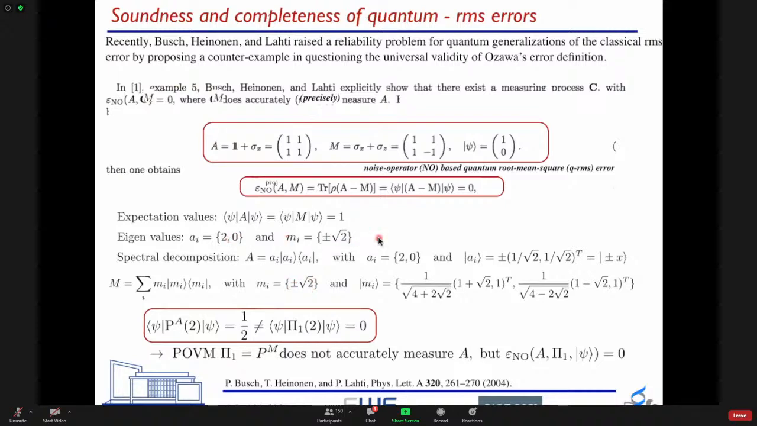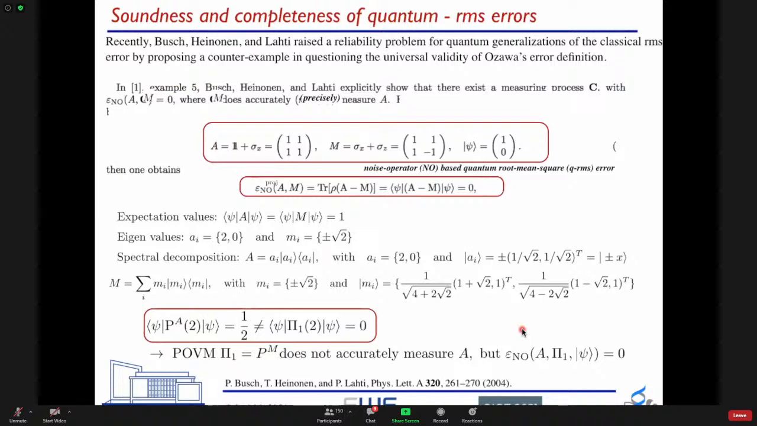So these two observers have disjoint spectra. And if you have disjoint spectra, then the projectors cannot be the same. So this is 0. So M, the projectors, the POVM of M cannot accurately measure A. It's not an accurate measurement. But the problem is that the error nevertheless is 0. And this, of course, calls for a reformulation of the error.